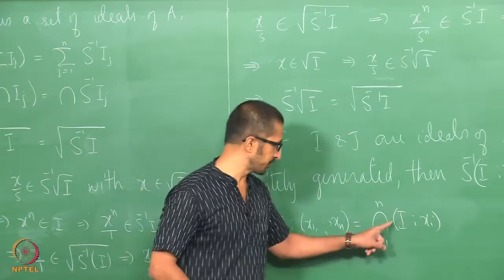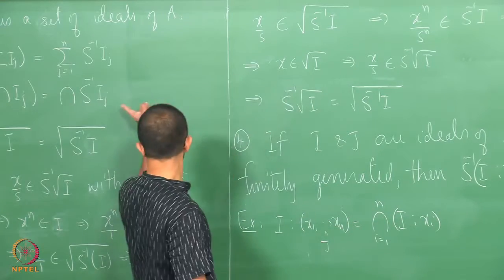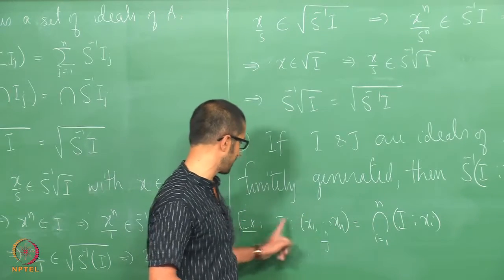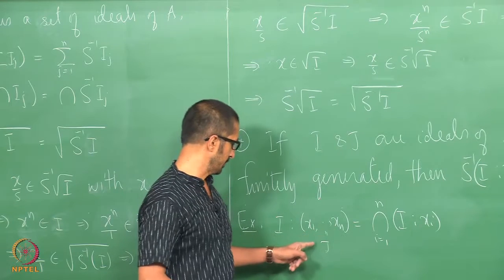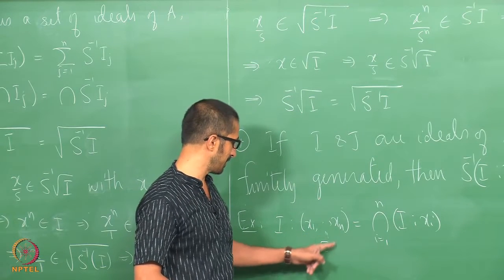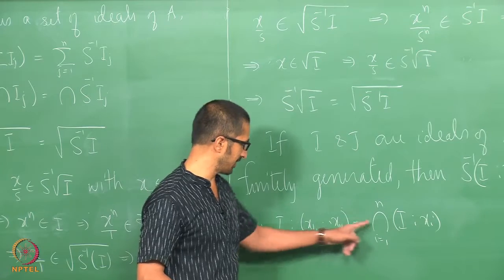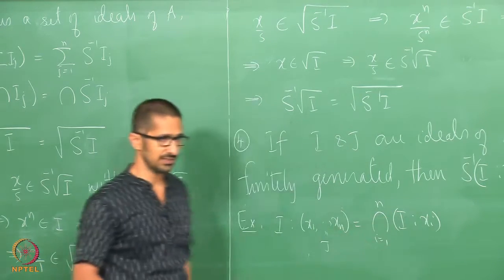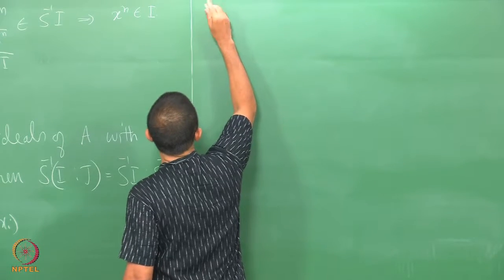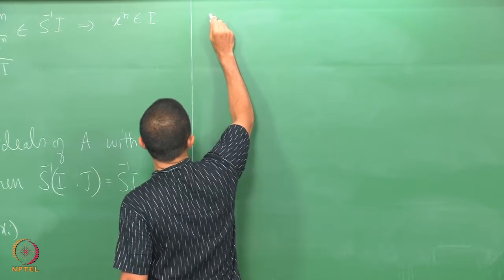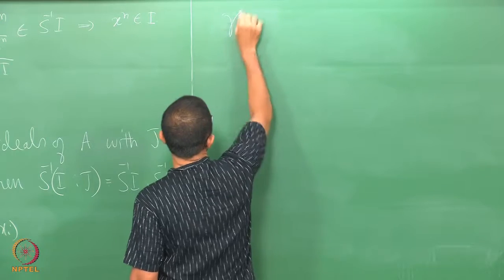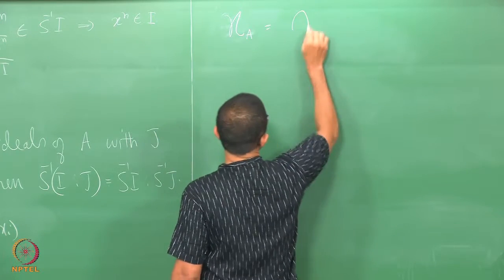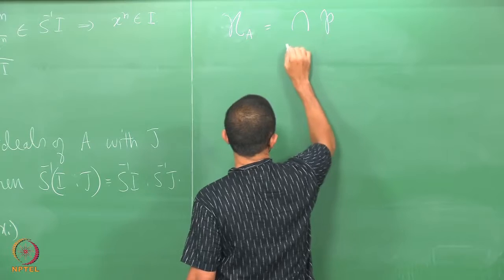Now, you only have to prove, using the intersection property, that S inverse of this, S inverse of J, I only have to prove it goes inside. That is, how did we prove that nil? So, nil radical of A is the intersection of all prime ideals.